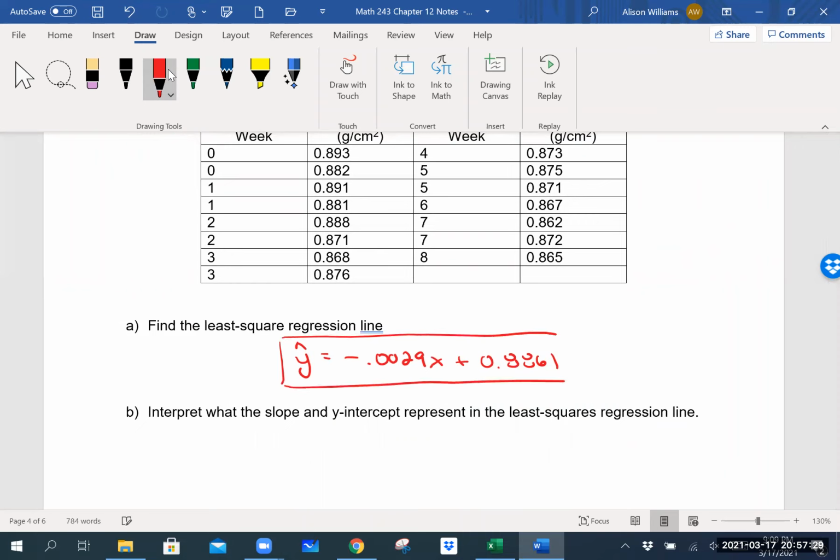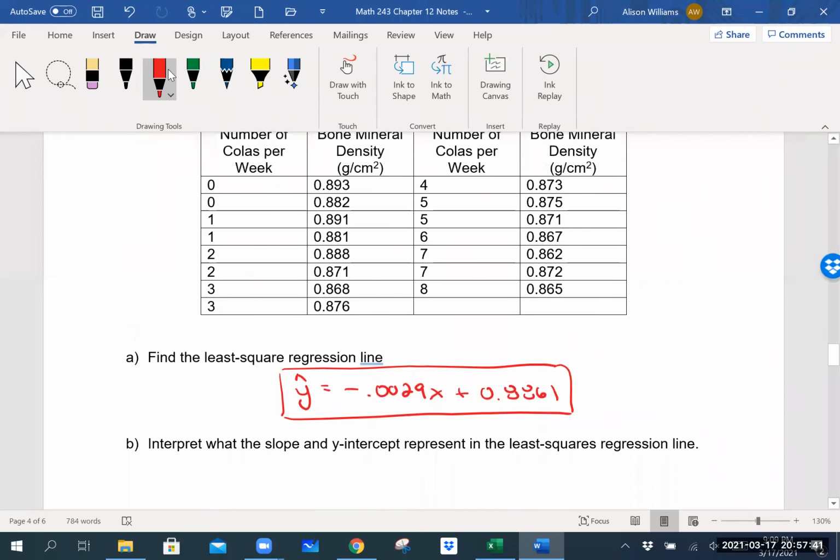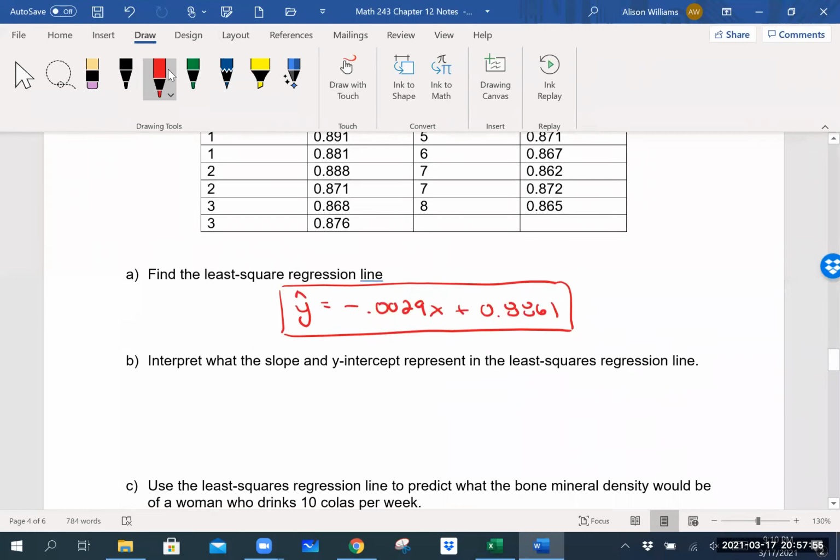Now, let's go ahead and talk about what this line tells us. So let's interpret the slope and the y-intercept of this line based on understanding the data. So remember, this data was talking about how many colas a woman consumes per week and what her bone mineral density is. So the lower the bone mineral density, the more brittle the bones are. So that's not good. All right. So let's interpret the slope. So I noticed, first of all, the slope is negative. So that would mean that as you're consuming more colas, the bone mineral density is decreasing by that amount. Okay, so that's how we interpret the slope.